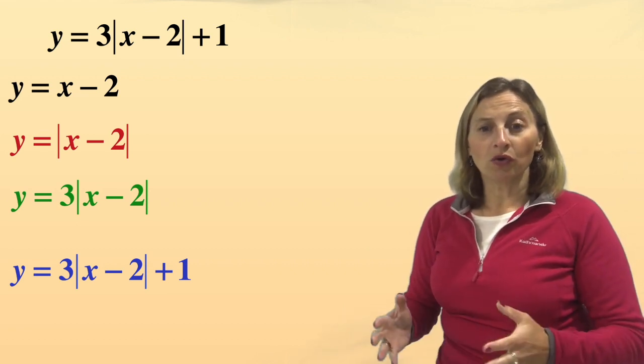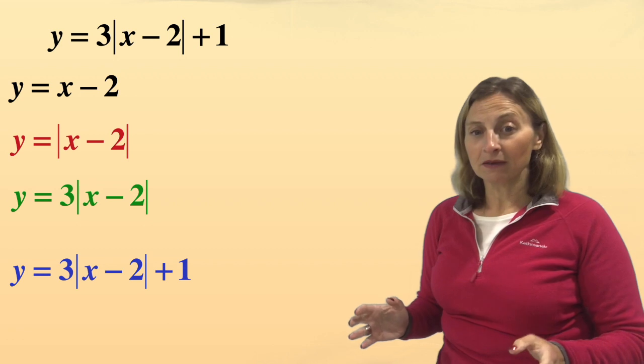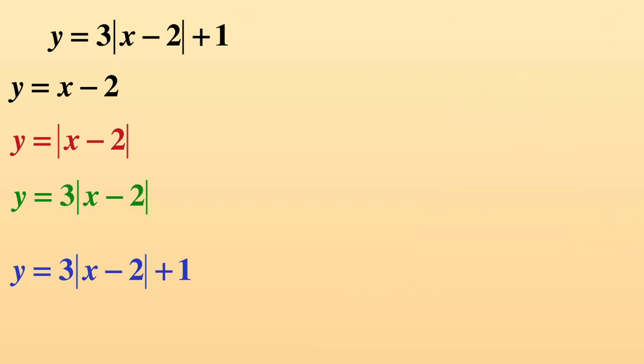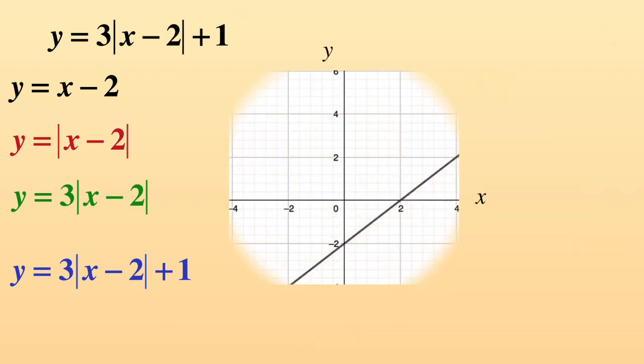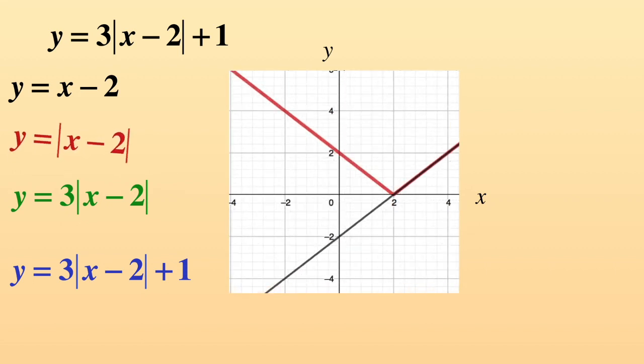So now we want to draw it, and we're going to draw it bit by bit. We're going to follow each step. So we draw y equals x minus 2 first. You should all know that that's a straight line going through minus 2. Then we want to do the absolute value. And the absolute value means that whatever's below the x-axis is going to come up to the top. So you're going to get that V shape.